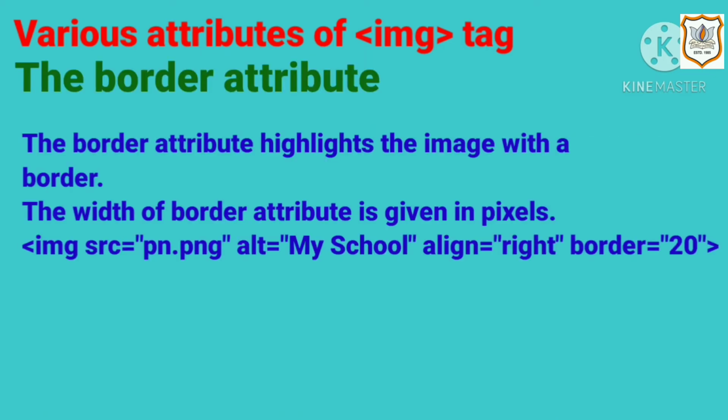Next attribute is the border attribute. The border attribute highlights the image with a border. The width of the border is given in pixels. Example: img src equal to pn.png, alt equal to my school, align equal to right, border equal to 20.